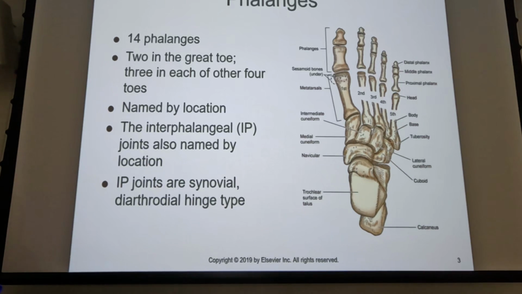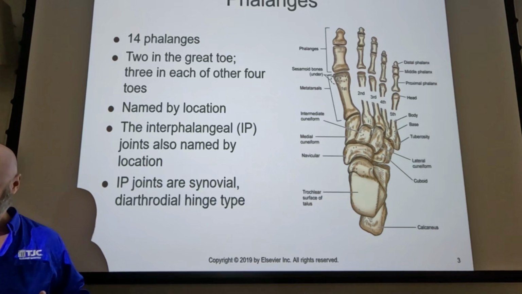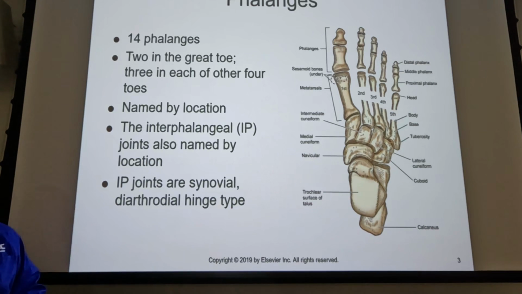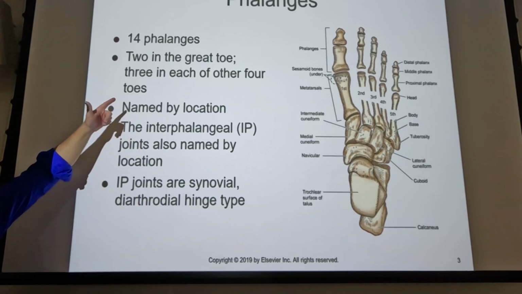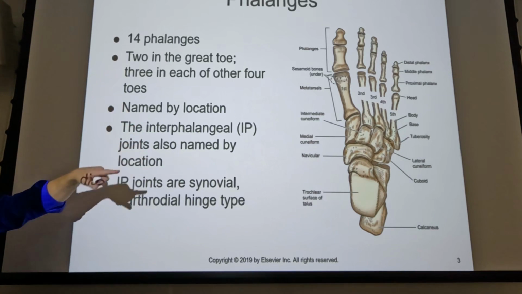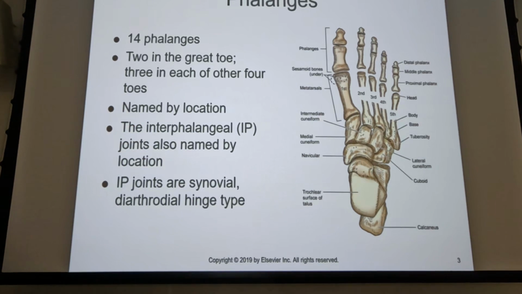So the first toe is going to be your great toe, and then 2, 3, 4, 5 inward or outward from that. Of course, they're also named by their location. The individual phalanges are known by their location, and the interphalangeal joints, remember, in the first toe you only have one. The rest of them you've got two.